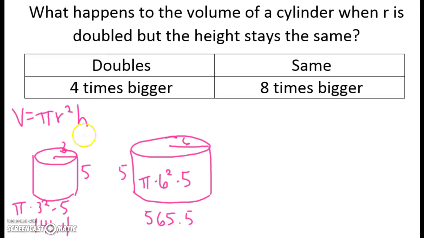And so the question is, which of these things happened? Well, for my volume to double, I would take 141.4 and multiply it by 2. If I do that, I get 282.8. That's not even close to my new volume, so I don't think that's right.